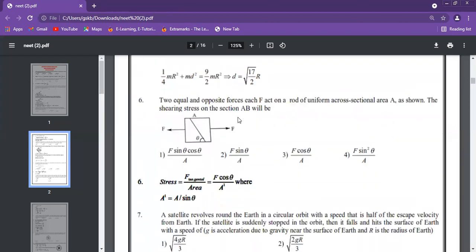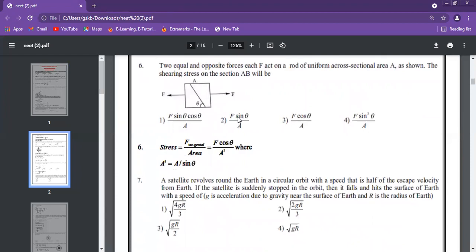And this is a problem from the mechanical properties of solids. Stress is equal to tangential force by area.